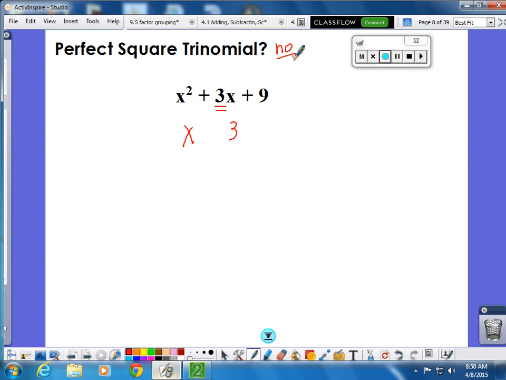That one is not factorable. We would call it prime. It wouldn't even factor with trial and error. We would have to use the quadratic formula to solve that, which we will learn soon.